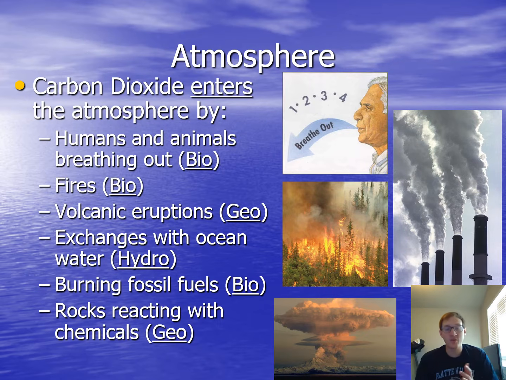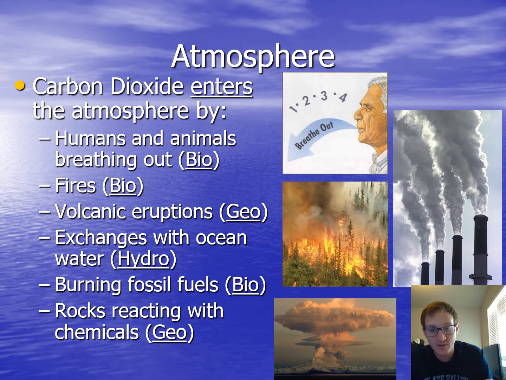So what we're going to do is we're going to go through and talk about how carbon is exchanged between different spheres. So how we get from the biosphere carbon to the atmosphere carbon and all the stuff in between. So make sure that you are keeping track of how things enter certain spheres and how things exit certain spheres. So we're going to start with the atmosphere, and all of these are the ways that things enter the atmosphere.